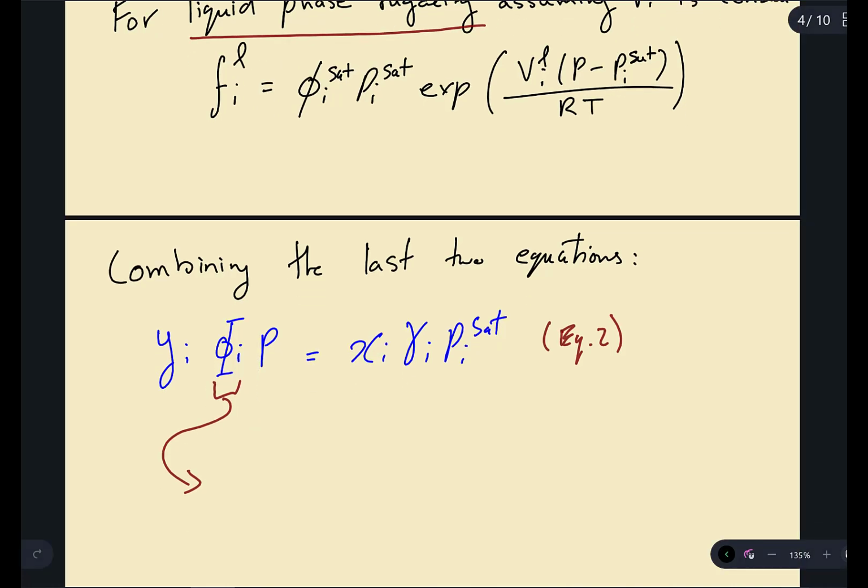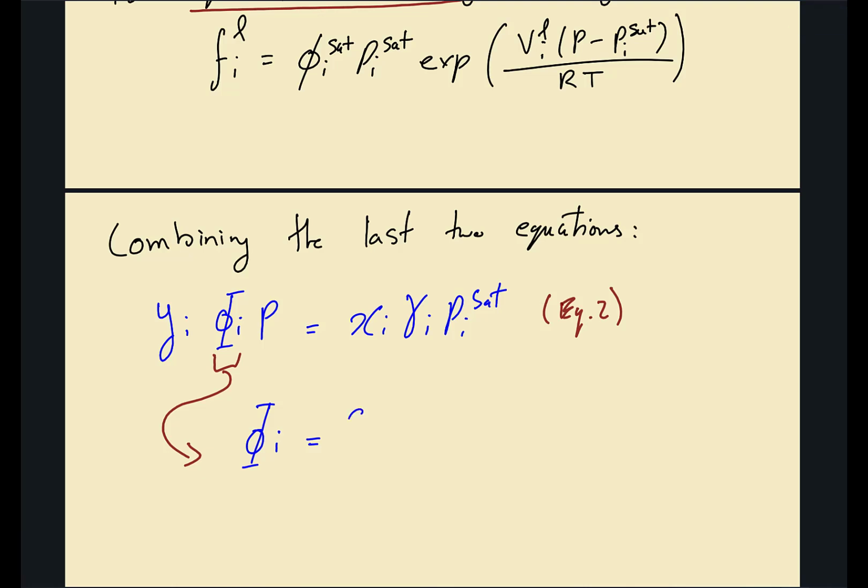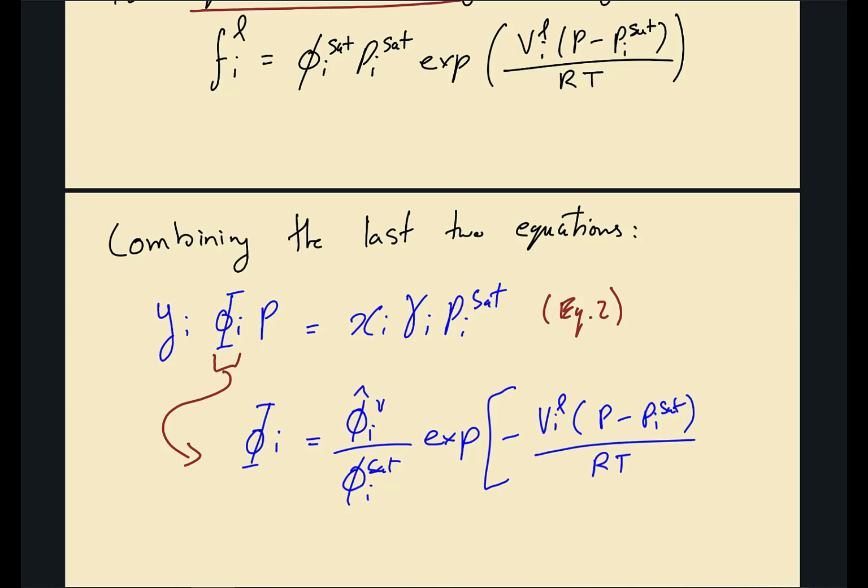So let's write down the expression for this. This is actually equal to, as I mentioned, the fugacity coefficient in the vapor phase for this mixture, component i, divided by the fugacity coefficient at the saturated conditions, component i, times the exponential, and here we're going to have a negative because we moved it from one side to the other, of the volume of the liquid times P minus P_i^sat, divided by RT, as we see here.